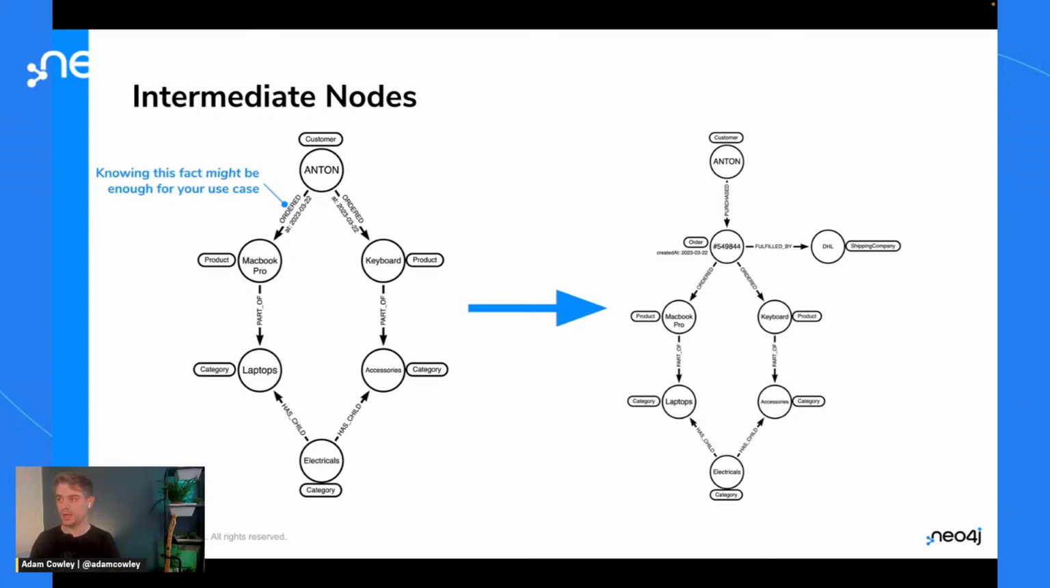But what we can do instead is extract out that relationship or that property into a first-class citizen of its own inside our data model. So in this case, we extract out the fact that something is ordered into a node of its own, and that allows us to link it to multiple things. So not only are we now grouping the products that exist inside that order, but we can also link it to other facts, like, for example, an order has been fulfilled by a particular shipping company.